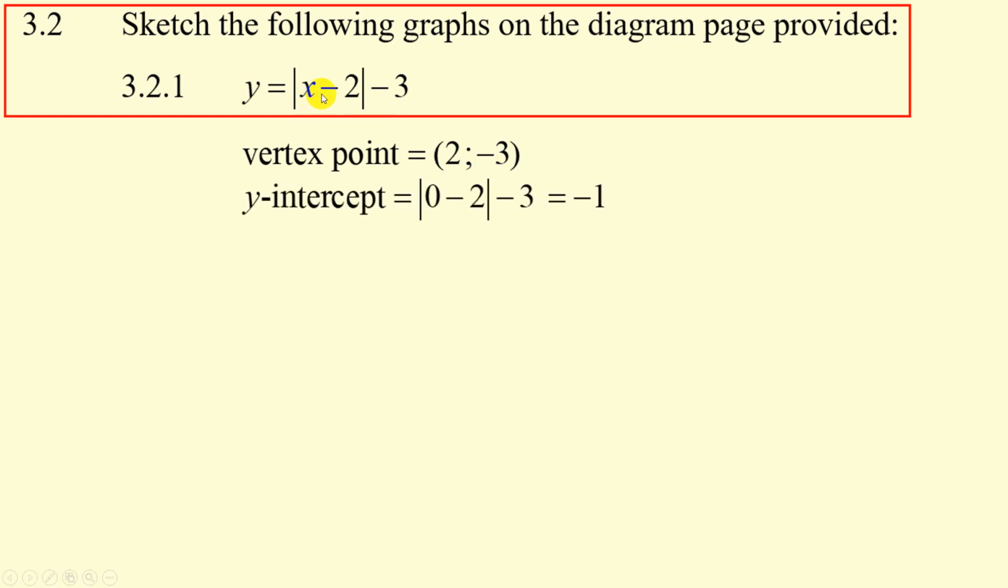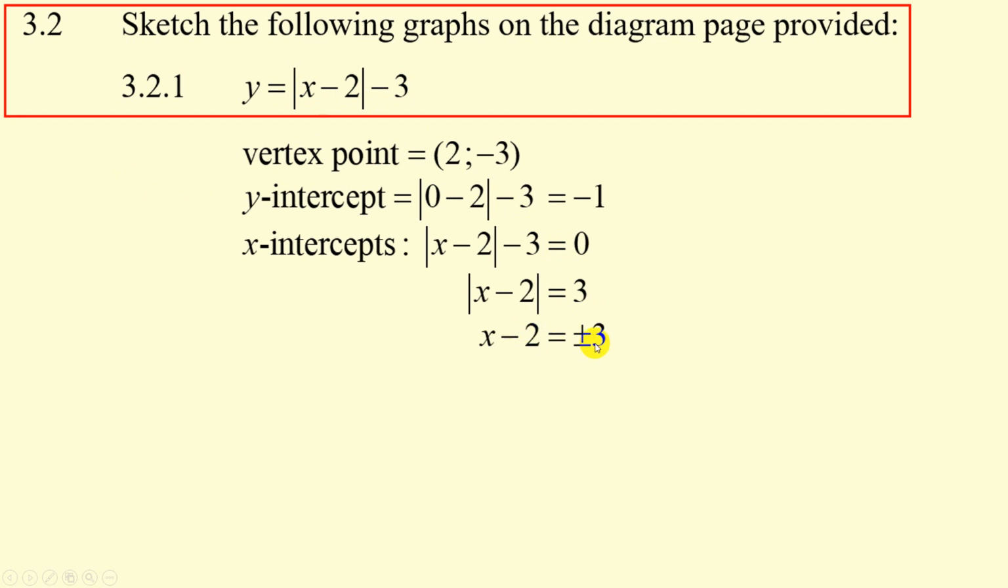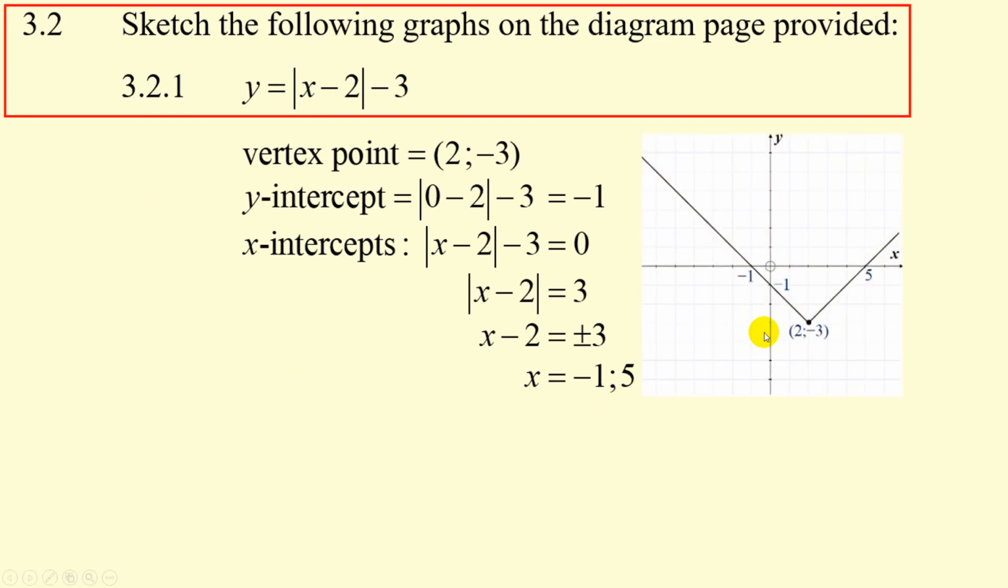The y-intercept, well, just put 0 for x, and you get negative 1. For the x-intercepts, we're going to equate that to 0. So we end up with x minus 2 equals plus or minus 3. So x is minus 1 or 5. And there's the graph.